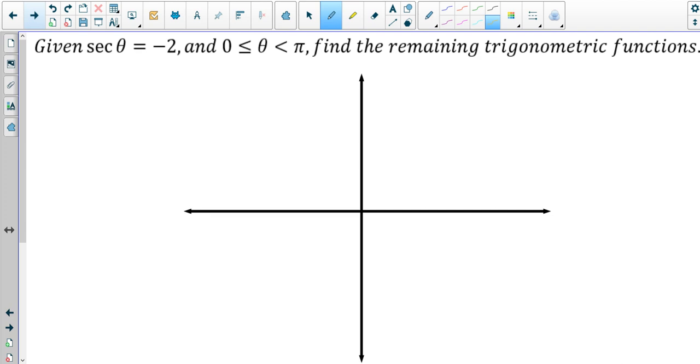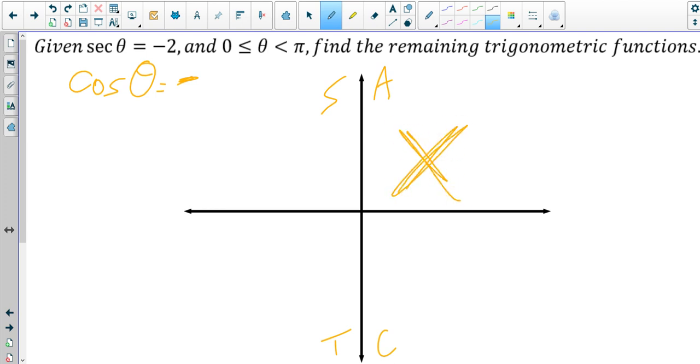is the secant is the same sign as the cosine function, so it's telling me that the cosine function is negative. So when we look at all students take calculus, I know that it cannot occur in quadrant 1 because that's where cosine is positive, or in quadrant 4. The other bit of information it gives us is that theta falls between 0 and pi.